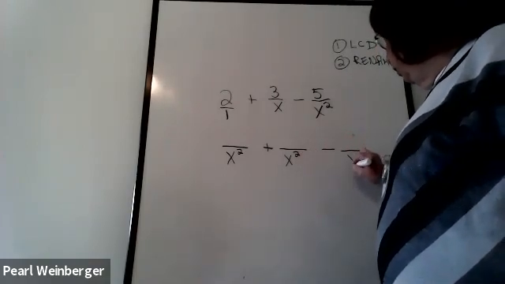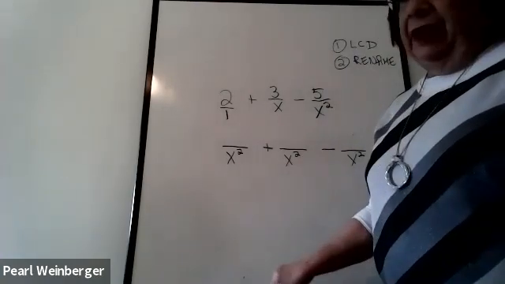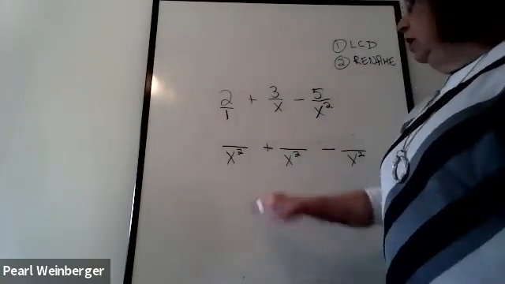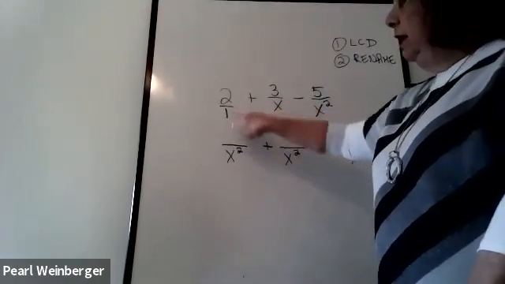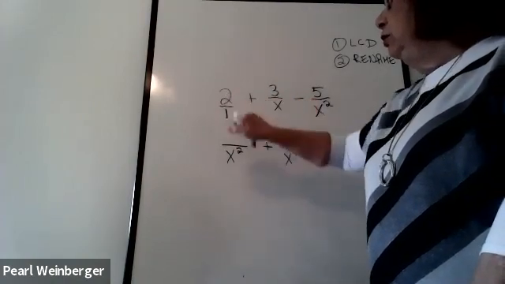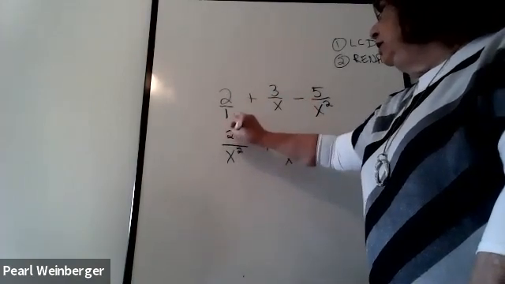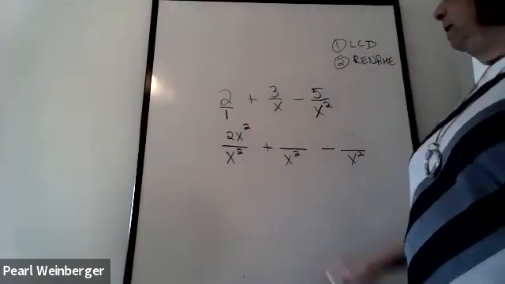So now I'm going to rewrite each of these fractions with the common denominator x squared. First, I go 1 into x squared. That gives me x squared, so I have to multiply this 2 by x squared. So the first fraction becomes 2x squared over x squared.